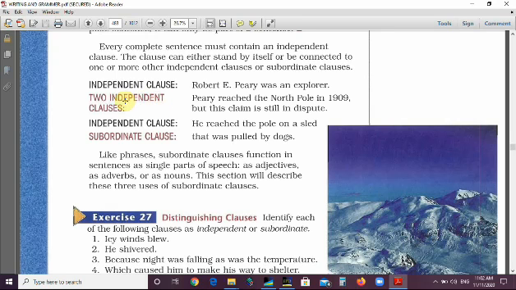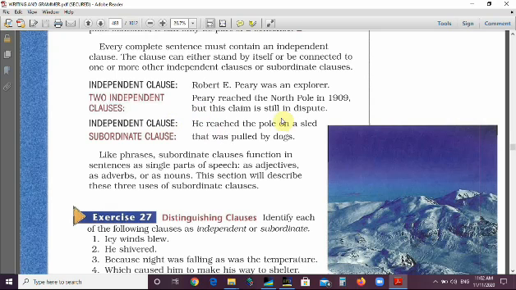Here we have a sentence which consists of two independent clauses. Peary reached the North Pole in 1909, but this claim is still in dispute. So we have two clauses here. Both of them are independent. They are made into one sentence using the conjunction but.